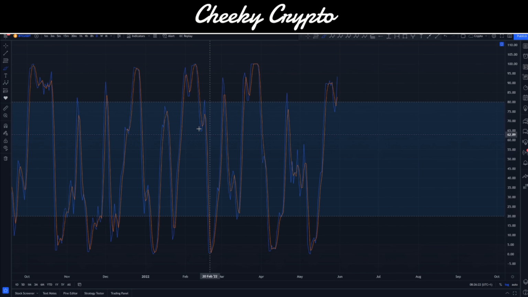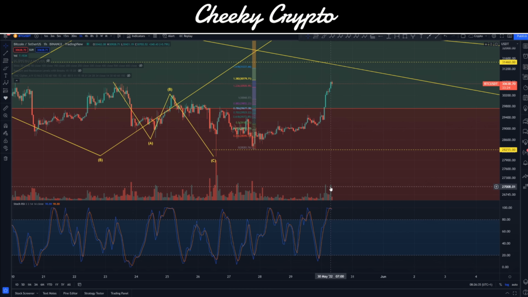So with all of that said and out of the way, we now know that the momentum behind the price is going to be running out, but we also want to get some confirmation on this. So here we can see that there's a little bit of volume, just a little bit of green volume here.